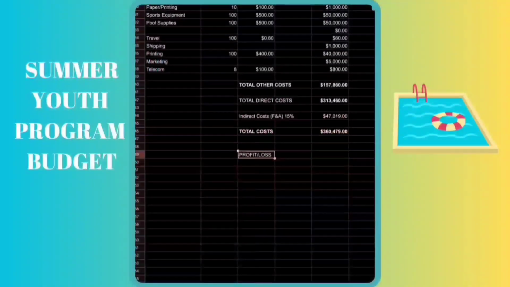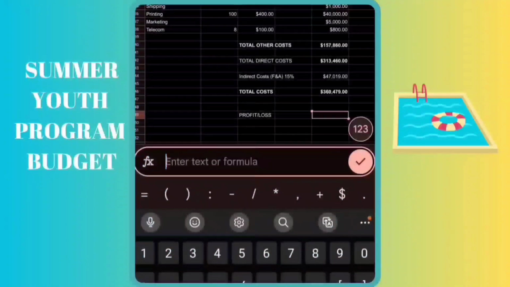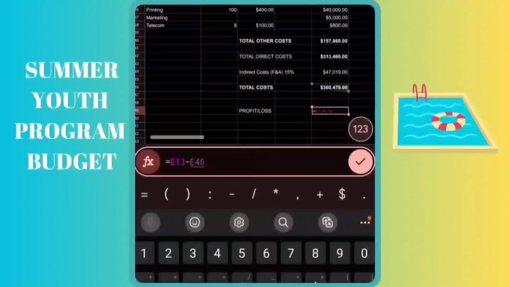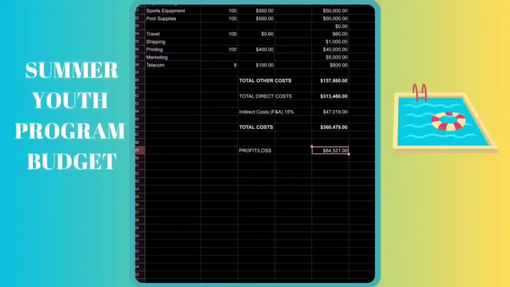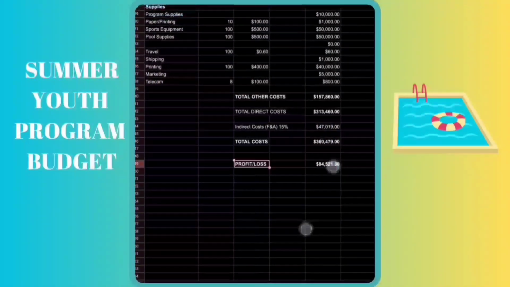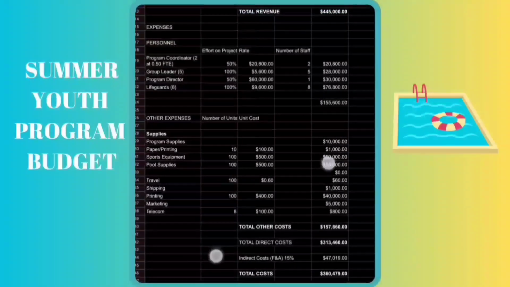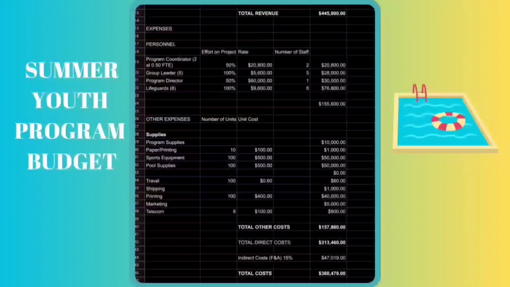So we're also just going to set up a profit loss calculation just to see how we're doing in terms of, are we showing an income? Are we showing a loss? And right now, with our draft budget that we've just done, we are showing a profit. And so we're going to take another look at this budget here.